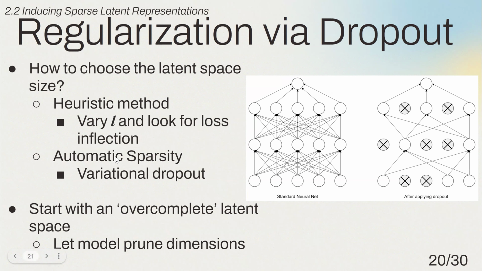And then they also do this sparsity stuff where they use variational sparsity, where the network learns a good dropout for different weights. They found with this automatic sparsity, that if they start with this overcomplete latent space and just let the model prune the dimensions, they were able to achieve what they wanted to. So we'll talk about that a little bit more.